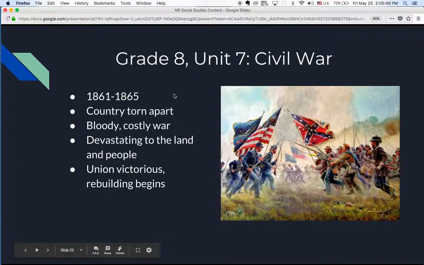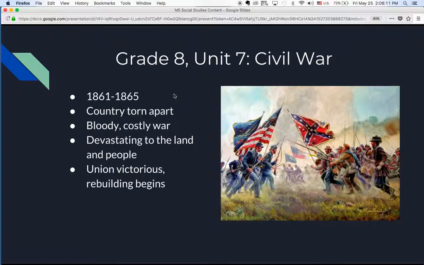The Civil War was the bloodiest American war because everyone involved was an American. There were lots of casualties in many of the battles simply because their goal was to win. So it was a costly war. It tore the country apart. The land in the South, especially, was devastated. This is where the majority of the battles took place.